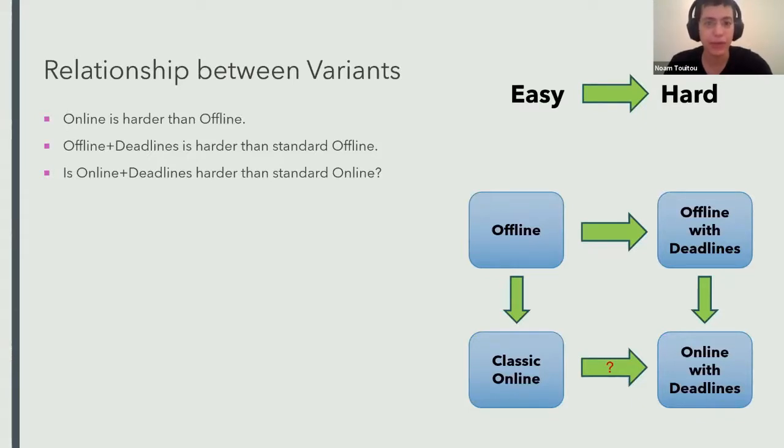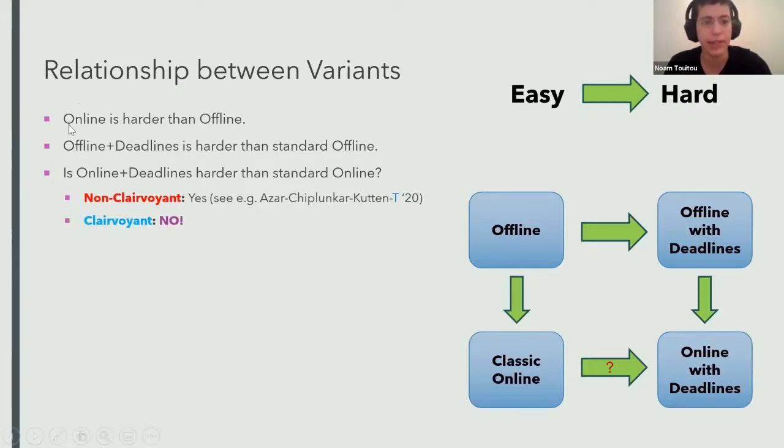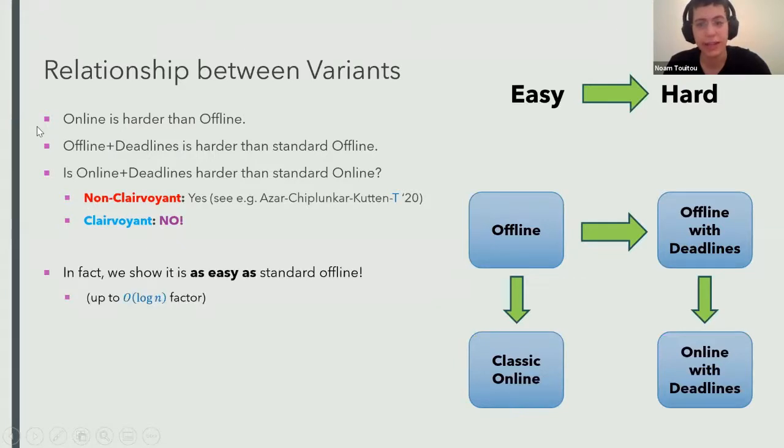If we become aware of the end only when it arrives, this is the non-clairvoyant case, and for this case, this arrow does exist. However, if we're in the second case and we are revealed the end of the time window upon the beginning of the time window, this is the clairvoyant case. And for this, somewhat surprisingly, the answer is no, this arrow does not exist. Moreover, this online problem with deadlines is in fact as easy as the classic offline problem up to an approximation factor of O(log n). And this is the result of our paper.